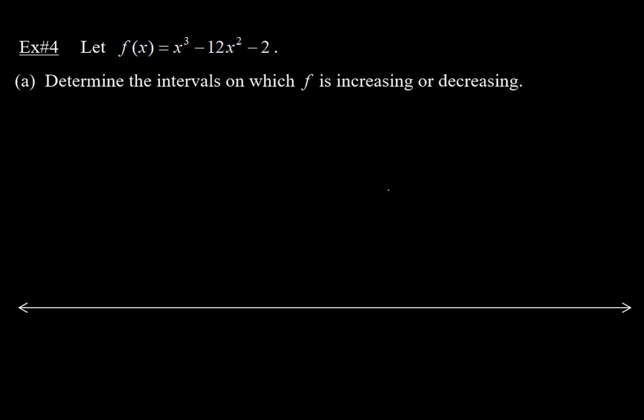So let's look at this function. Let's first determine the intervals on which f is increasing or decreasing. Now for increasing or decreasing, we always need to use f prime of x, okay? So f prime of x for this function is going to give me 3x squared minus 24x. If I'm looking for where it's increasing or decreasing, I first need to make sure it's totally simplified and set it equal to 0. And then I'm going to solve it by factoring.